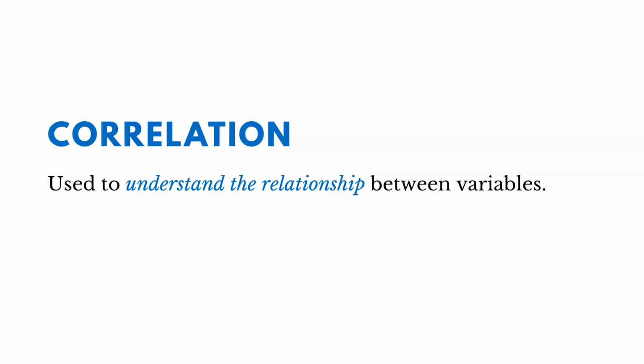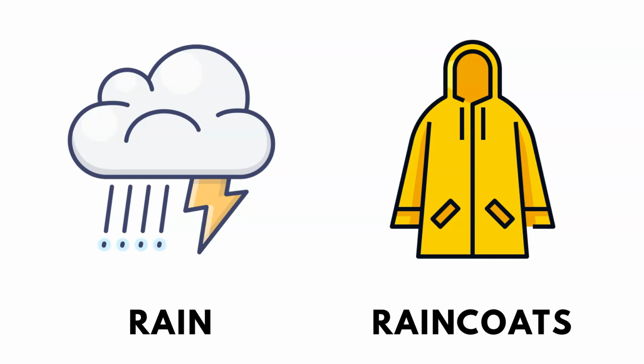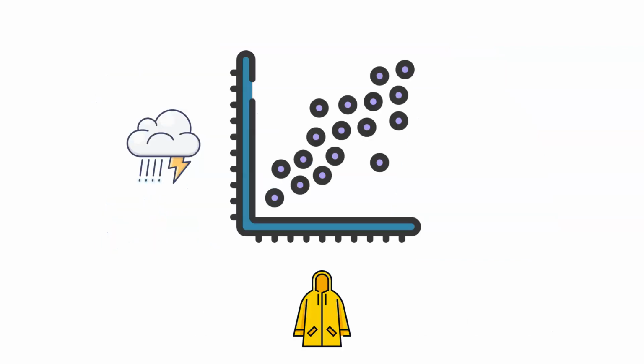Now, correlation is used to understand the relationship between variables. For example, what's the relationship between the volume of rain and the number of raincoats that are sold? If we measure it over 20 or 30 days, we might see something like this. When we have higher volumes of rain, we have higher volumes of raincoat sales. That's looking at, or trying to understand, the relationship between variables.